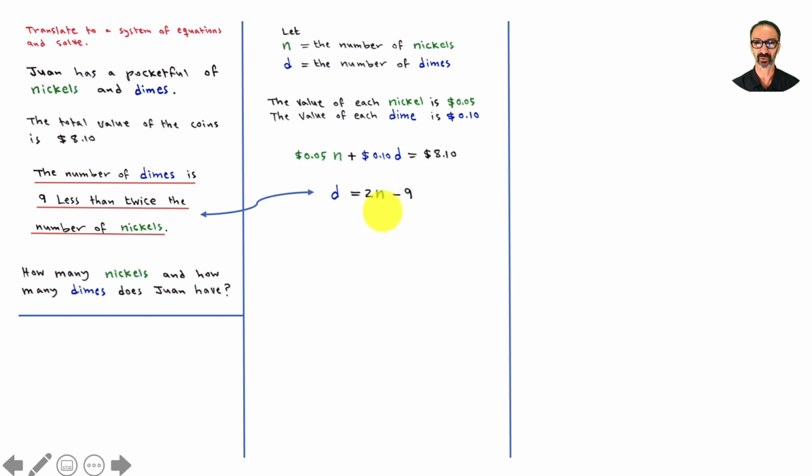It's not equal to 2n. If it says 1 more than 2n, you're going to say 2n plus 1. You're going to raise it by 1. 9 less, that means you're going to drop it 9. Think about it.